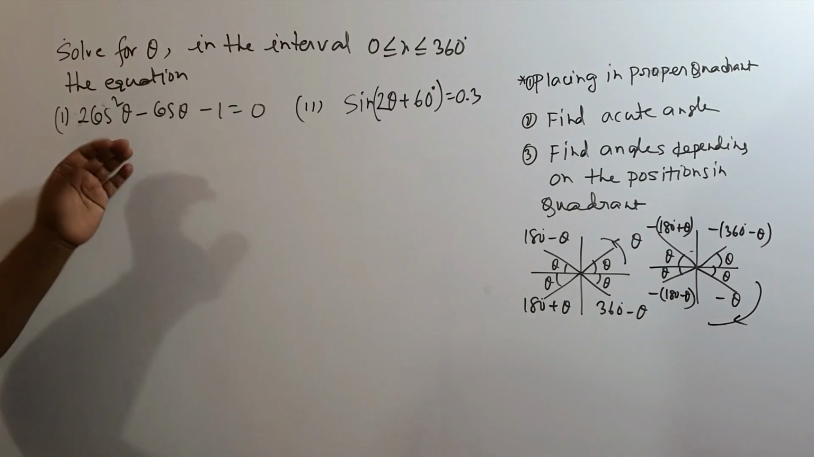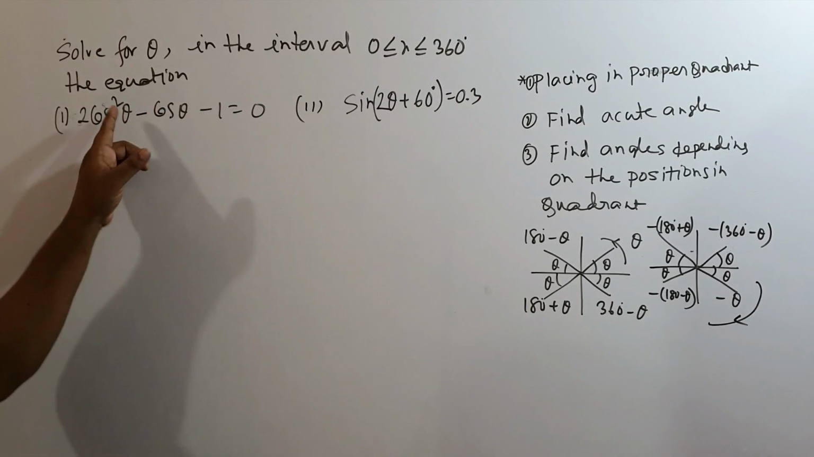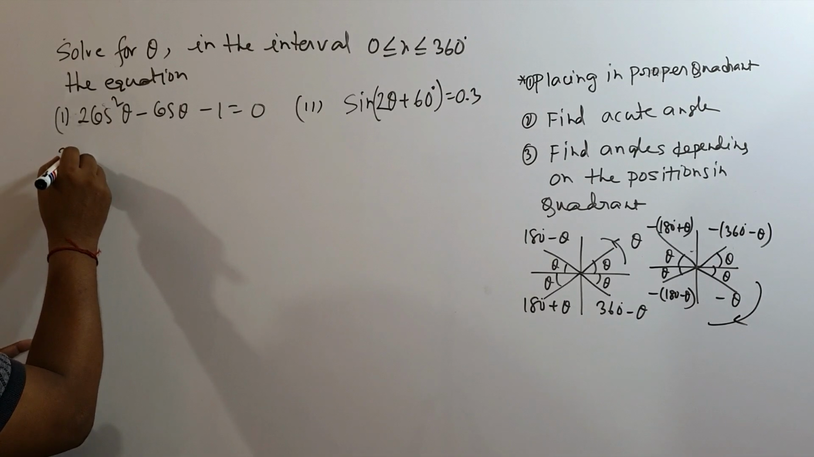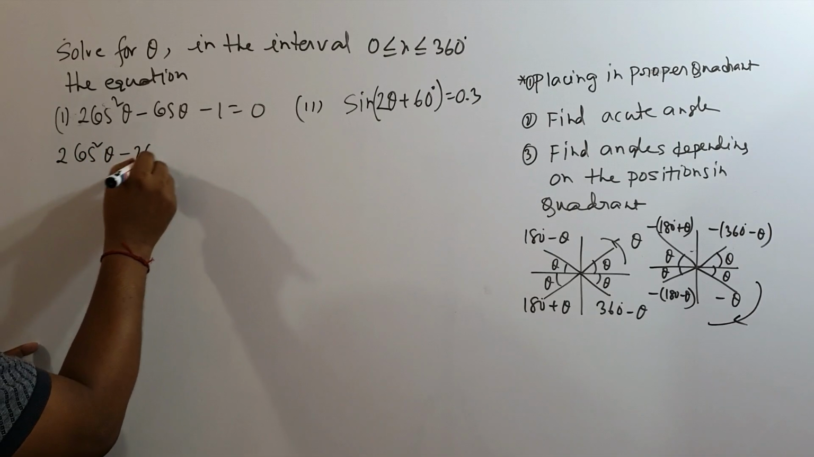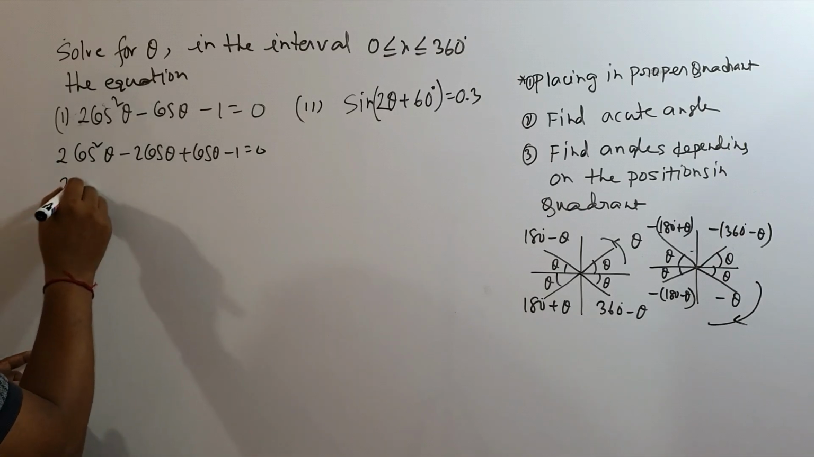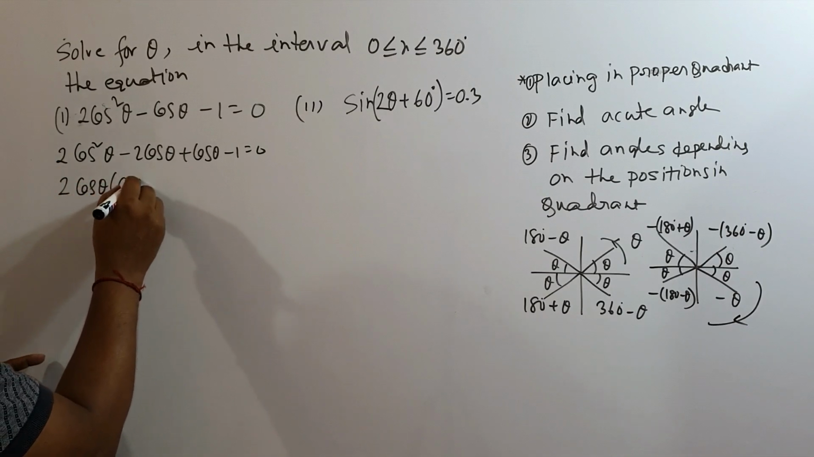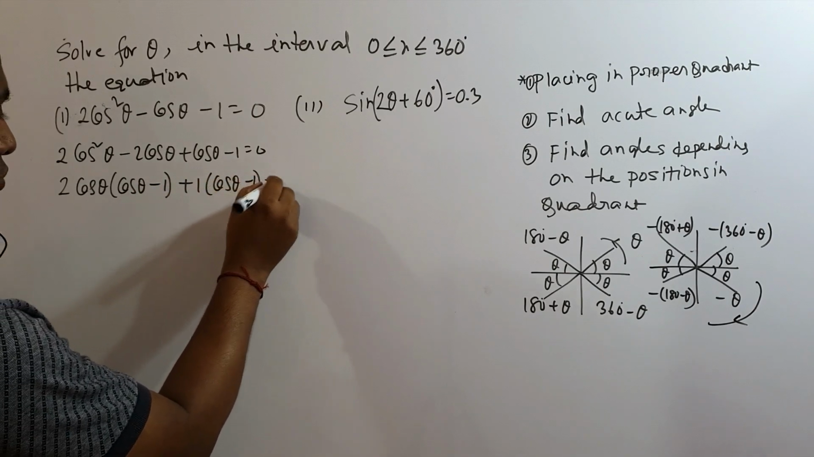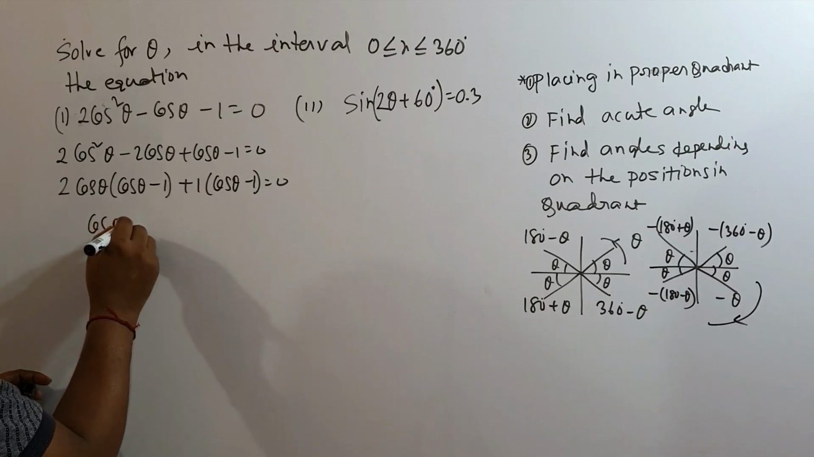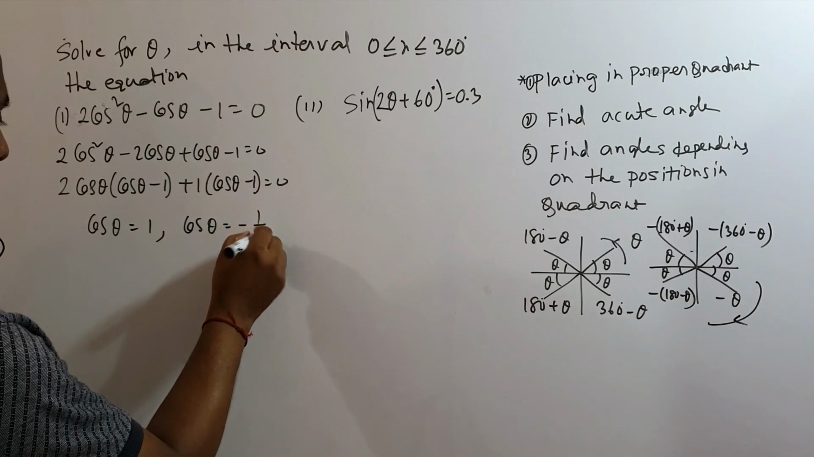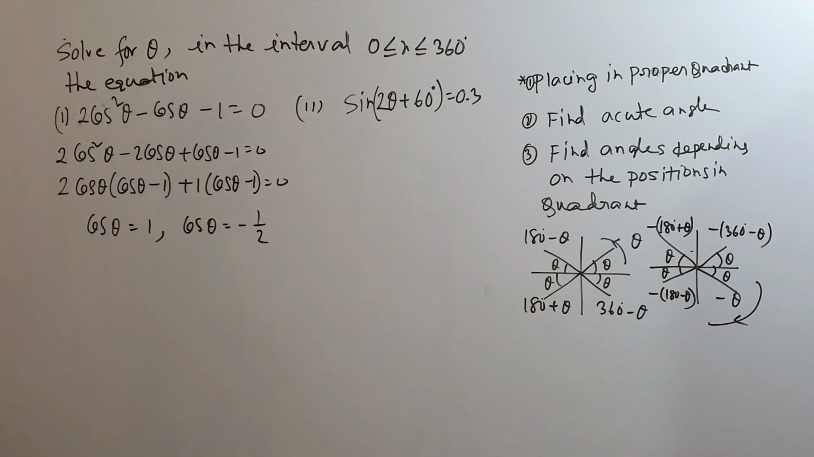First of all, this is in quadratic form, since the square is given. Let us factorize. When factorizing: 2 cos square theta minus 2 cos theta plus cos theta minus 1 equals 0. Taking common factors, we get 2 cos theta plus 1 times cos theta minus 1 equals 0. So you have cos theta equals 1, then cos theta equals minus half. Two values I have got: cos theta equals 1, cos theta equals minus half.